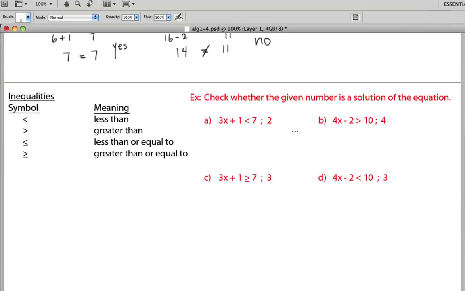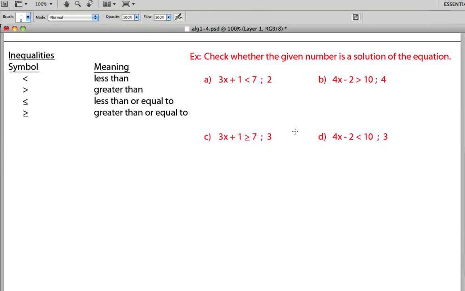Now let's look at inequalities. There are 4 symbols in inequalities. There is a less than, the greater than. The ones with the bar refer to less than or equal to, and greater than or equal to. So just think of the bars underneath as equal signs.